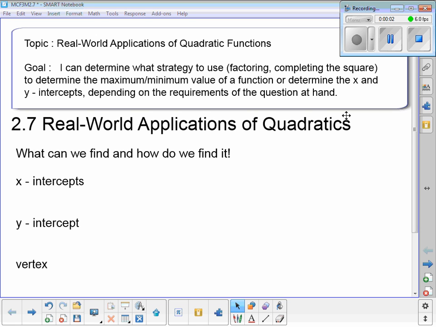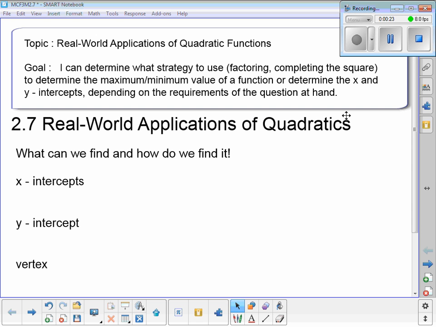Hello and welcome to the 7th lesson in unit number 2. We're looking at real-world applications for the quadratic functions. What I want you to be able to do is determine what the question's asking for and then do what's appropriate. So either factor, complete the square, or do a substitution in order to find the right answer. Okay, so that is our goal for this.